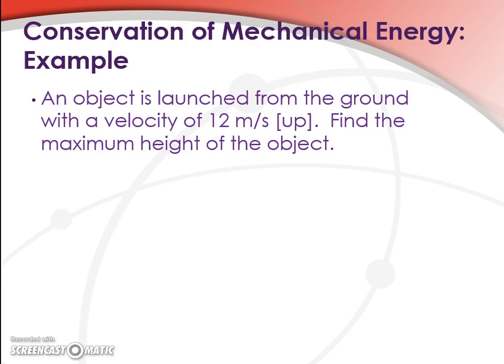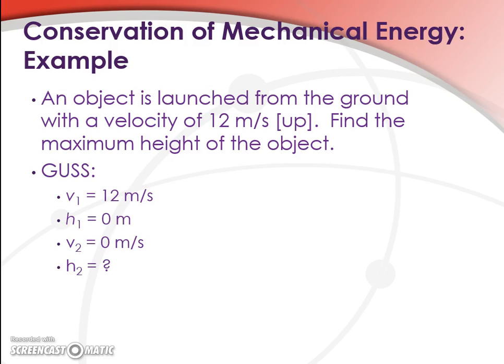So how can we use this practically? Well, we can consider this problem, one that we've studied before. An object's launched from the ground with a velocity of 12 meters per second up. Find the maximum height of the object. And we did this in the kinematics unit. So v1 equals 12 meters per second, h1 equals 0 meters, v2 equals 0 meters per second. What is the height? We could do that based on our equations, but there's a simpler way to get this answer, and the other way doesn't illustrate our key concept for today.